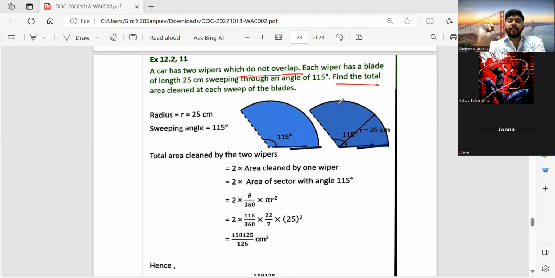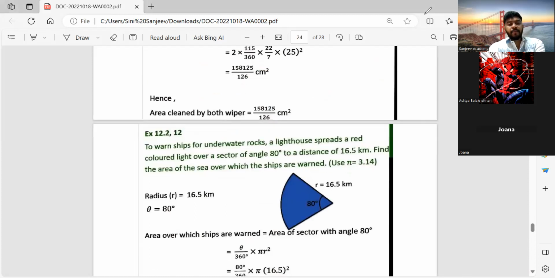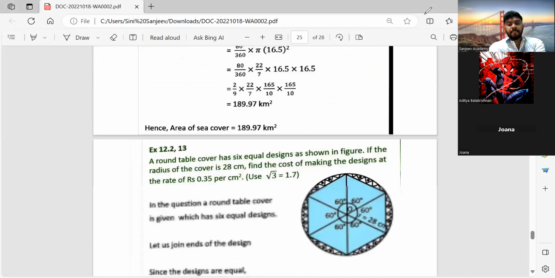Correct? Now what is the angle here? 115 degrees. What is the radius? 25. So 2 into theta by 360 into pi r square. That's it. Once you do this, you get the answer. So 2 into theta by 360 into pi r square. That's all. Two blades, because they've given two wipers here. So same thing only they are going to repeat.